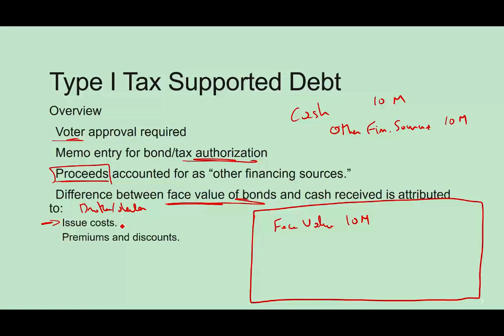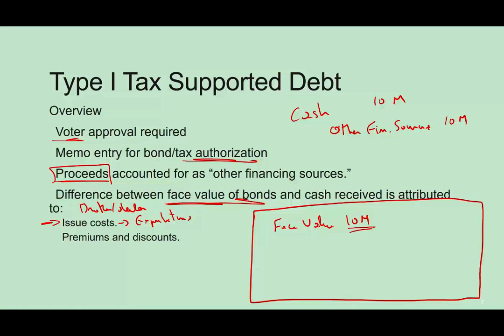So that issue cost is going to be considered an expenditure. We are going to treat any issue cost as an expenditure, because it's a cost of selling the bond. That's going to create a difference between the face value and the cash received. Maybe we want 10 million, but we might have to pay $50,000 or $100,000 for the issue cost.